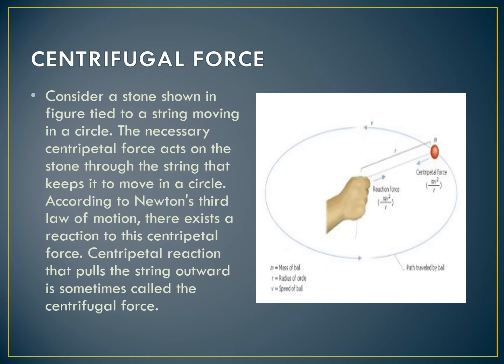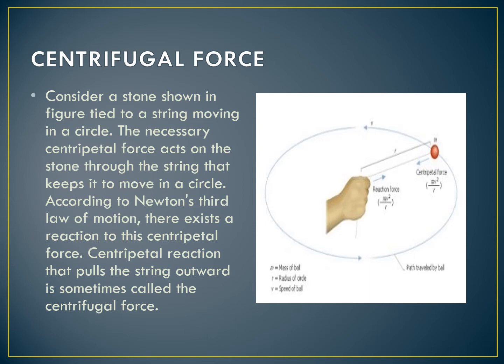Now, centrifugal force. As we know from Newton's third law of motion, to every action there is an equal but opposite reaction. So the reaction force of centripetal force is called centrifugal force. It is equal in magnitude to the centripetal force but opposite in direction. That is, if the centripetal force pulls the body towards the center of the circle, then centrifugal force pulls the body away from the center of the circle.